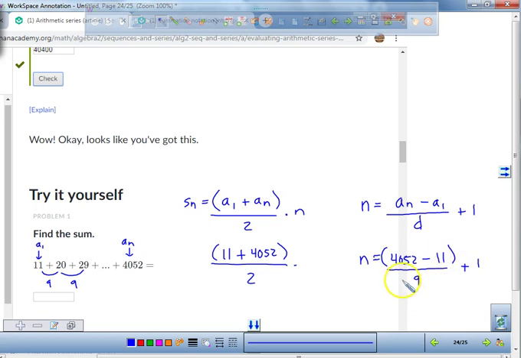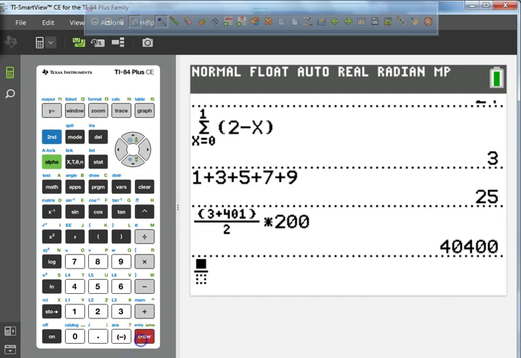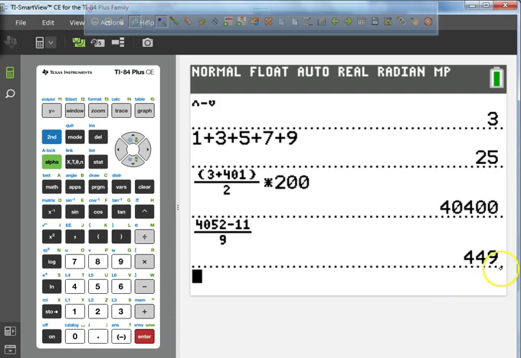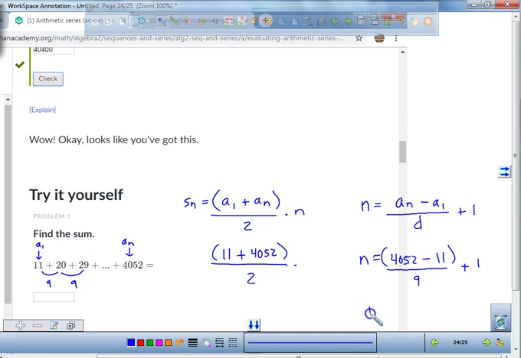So right here in the calculator, that's what I'm going to do. So here we go. Alpha y equals n. I'm going to do 4,052 minus 11 divided by 9, and whatever I get, what am I going to do? I'm going to add a 1 to it. So I'm going to add 1 more, which gives us a total of what? 450. So what is our n value equal to? 450. So right here, I'm going to put 450. This is going to be a very, very large number.